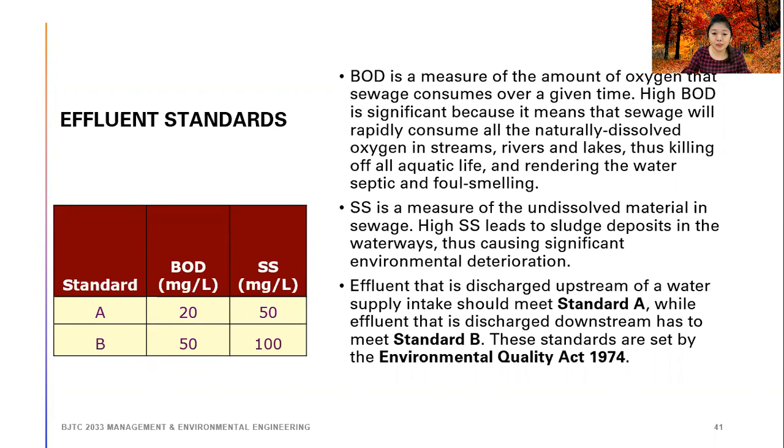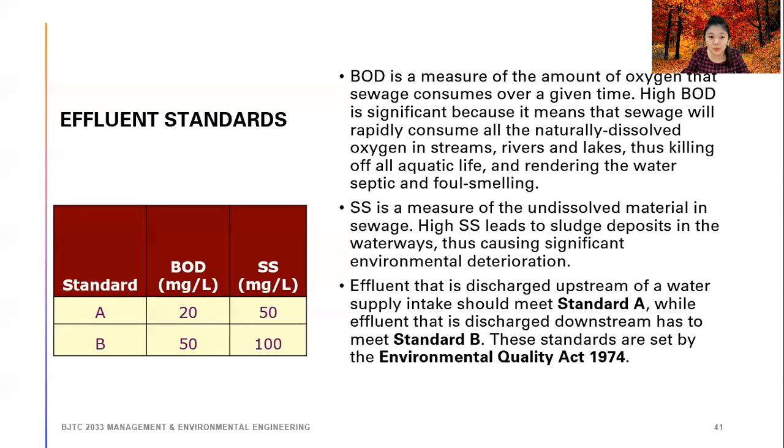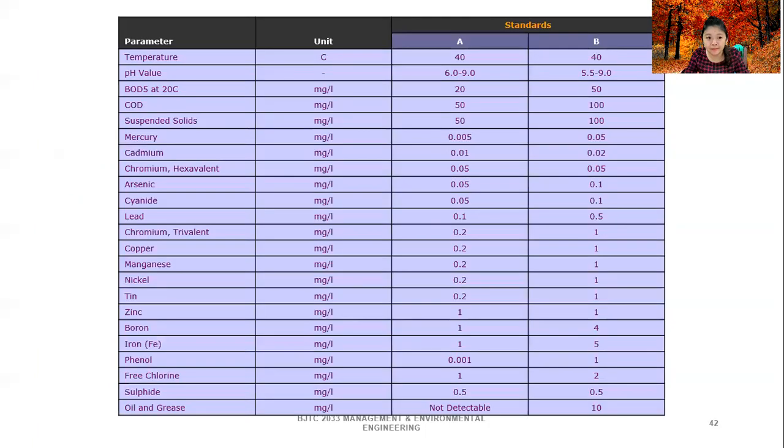You will see here, effluent that is discharged upstream of a river water supply intake should meet standard A, while the effluent that is discharged downstream has to meet standard B. These standards are set by the Environmental Quality Act 1974. This is the detailed table that you need to follow, but usually we will refer to BOD and suspended solids first.